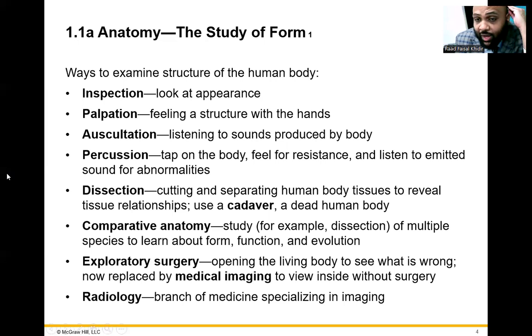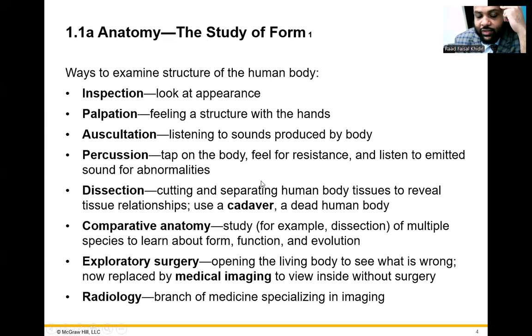Percussion is when we tap on the body to feel the resistance. That's how we tell that our organs have increased in size. Pathological increase in the liver size is known as hepatomegaly. Pathological increase in the spleen size is known as splenomegaly. Then there's auscultation. Auscultation is listening to sounds produced by the body. We talked about that. Dissection is when we cut and separate the human body tissues to reveal the tissue relationships.